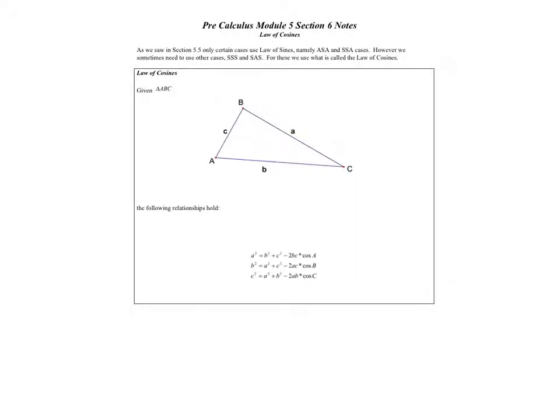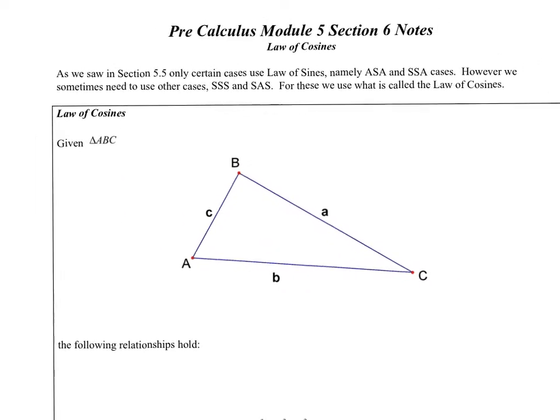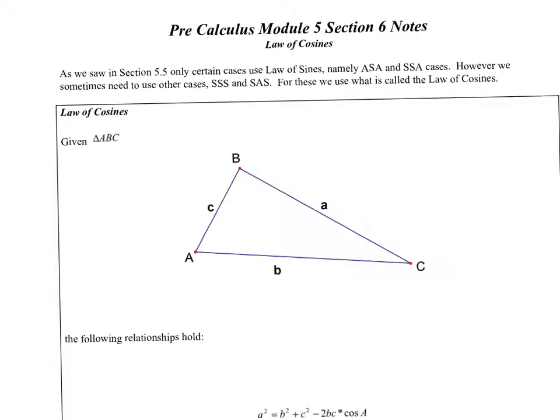In section 6, we're going to talk about the law of cosines. As we saw in the previous section, the law of sines only works for angle-side-angle and side-side-angle cases. However, we'll sometimes have cases such as side-side-side or side-angle-side. And for these, we use the law of cosines.